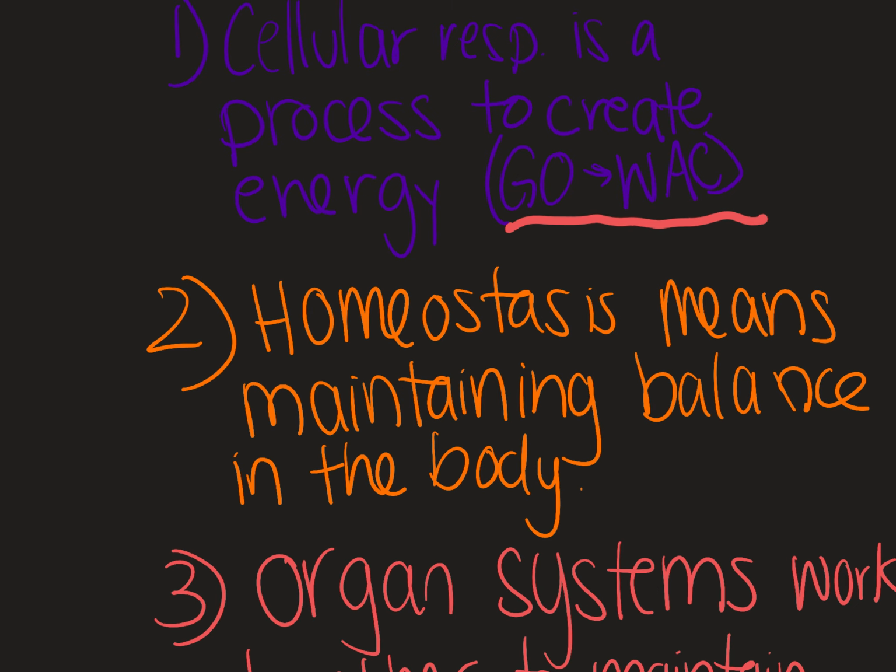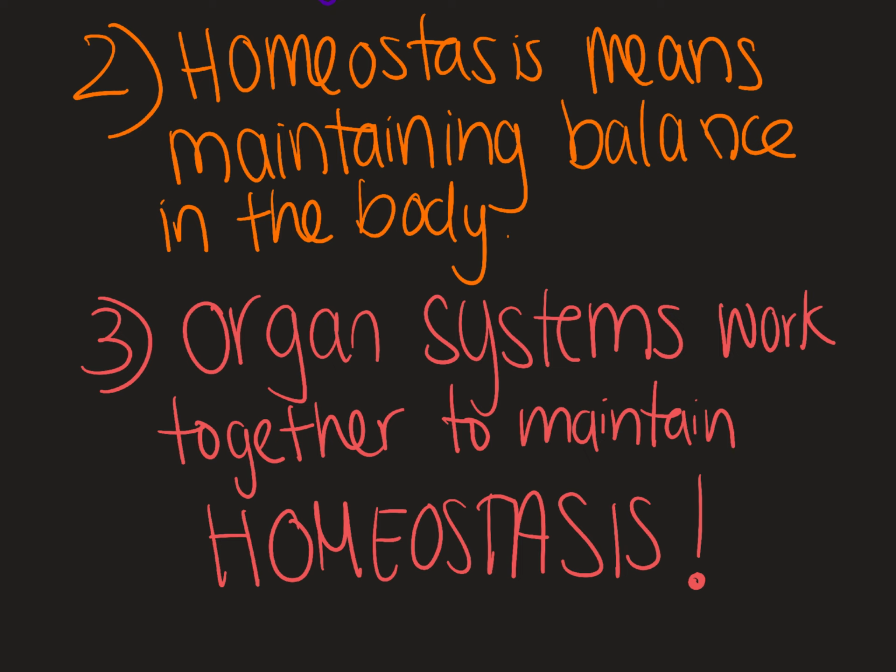Second key point in this video, homeostasis means maintaining balance in the body. So there are lots of different things that need to stay balanced in the body: temperature, glucose level, oxygen levels, pH. There's a million different things, but you need to know that homeostasis means your body is overall in balance. And you also need to know that your organ systems work together to maintain homeostasis. So you don't need to think about maintaining homeostasis, right? You never need to say, okay, it's time for me to cool down, it's time for me to warm up, I better lower my glucose levels, because your body does that on its own by using its organ systems.